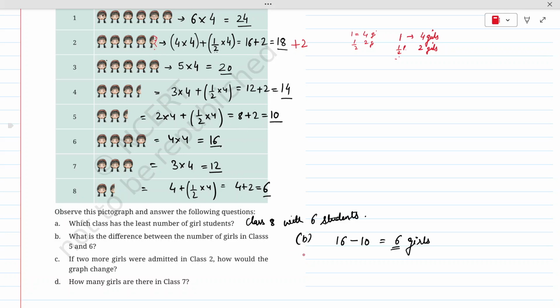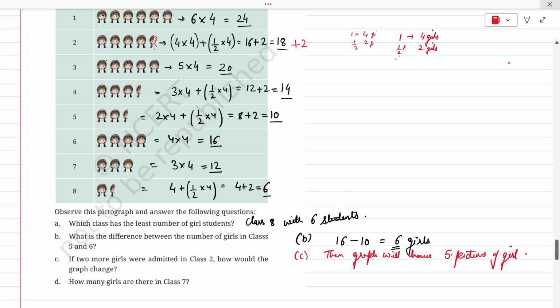So to this half, if I add this half also, it will be a complete girl picture, right? So what I am writing here in C part is, how would the graph change? Then the graph will have 1, 2, 3, 4, 5 complete pictures of girl. Yes, it will have 5 complete pictures.